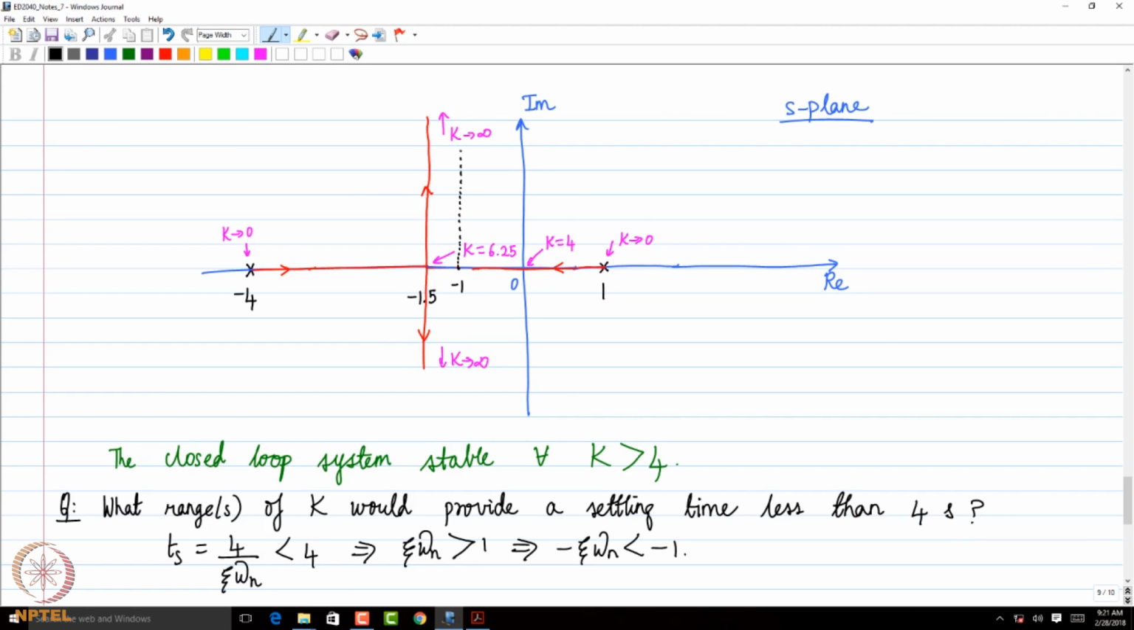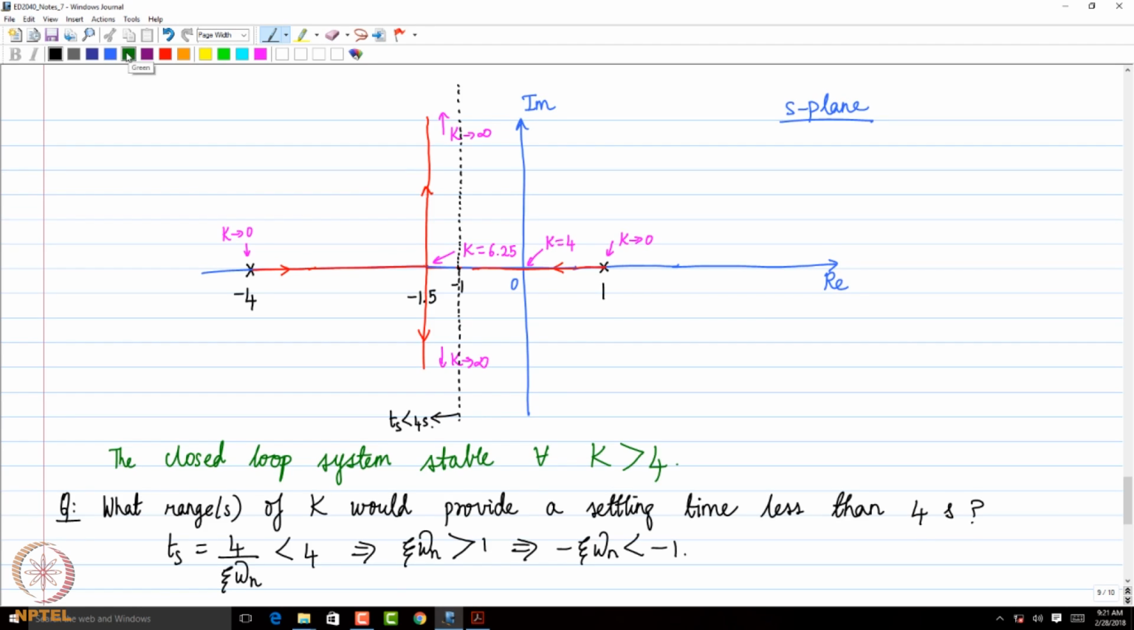See, we already discussed this last week, when we wanted to get how to translate performance specifications into regions of poles, right? So you see that if all the closed loop poles lie to the left of this vertical line at minus 1, that will give me an assurance that the settling time is less than 4 seconds, right? Now what value of k would get me that?